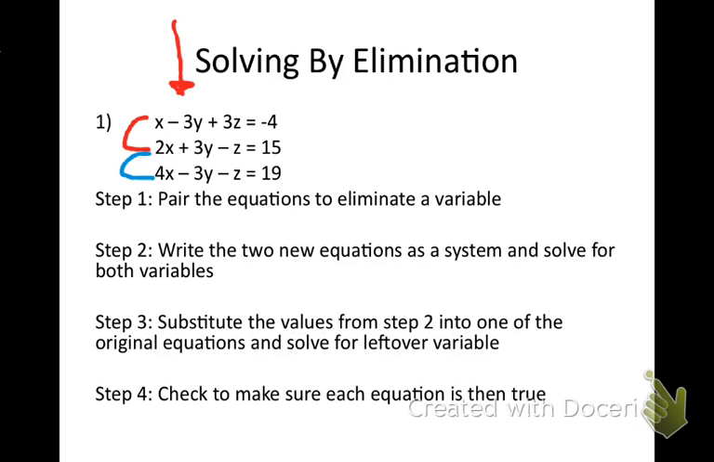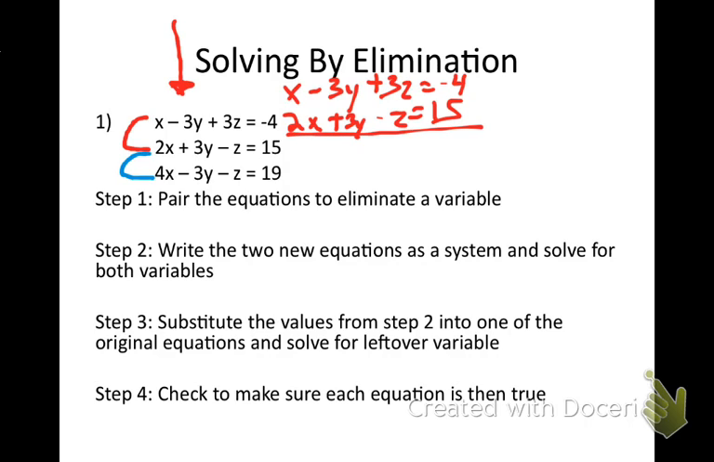So I'm going to rewrite those top two. x minus 3y plus 3z equals negative 4. 2x plus 3y minus z equals 15. That's those top two equations. I'm going to do the same for the blue ones now. So the bottom two. 2x plus 3y minus z equals 15. 4x minus 3y minus z equals 19.